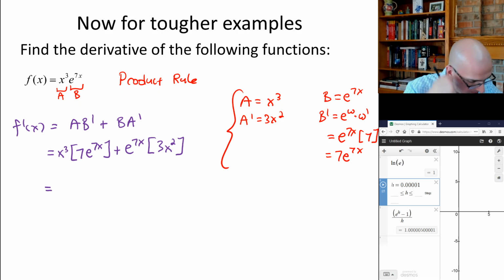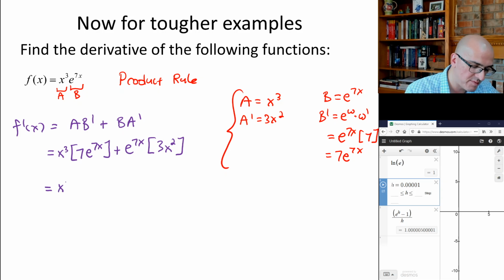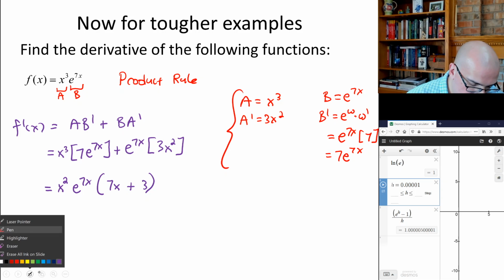Okay, next step. I'm going to common factor everything that possibly can be common factored. I can't common factor a constant out. One of the constants is 7, one of the constants is 3, but I can take an x squared out. They both have at least 2 powers of x. And they both have the e to the 7x, so I can take that out as well. The first part, I have my 7 and 1 power of x. My second part, all I have is a 3. So that is the simplest form.